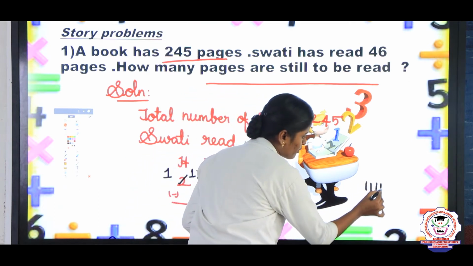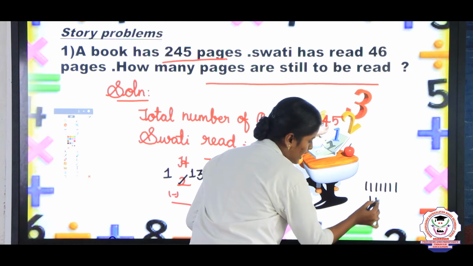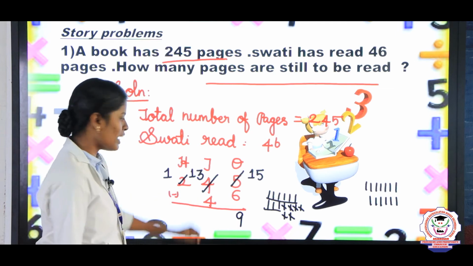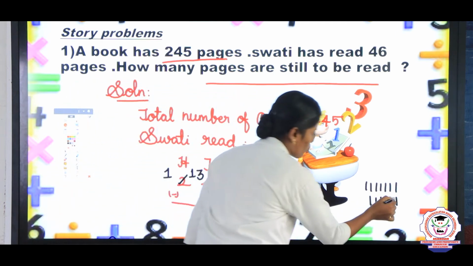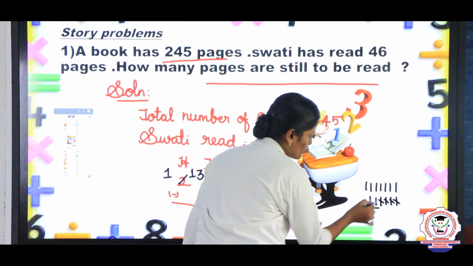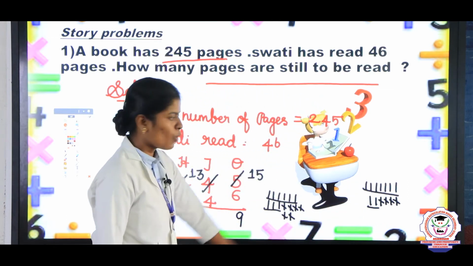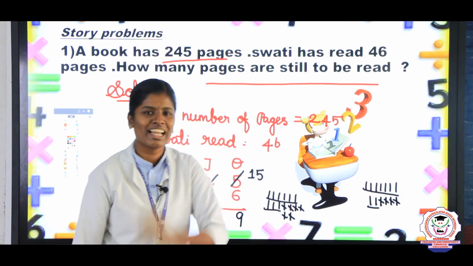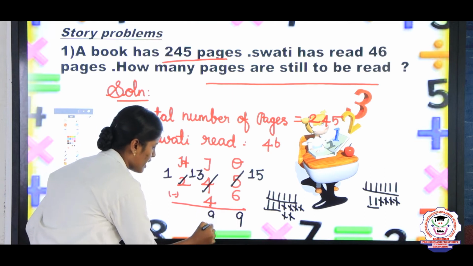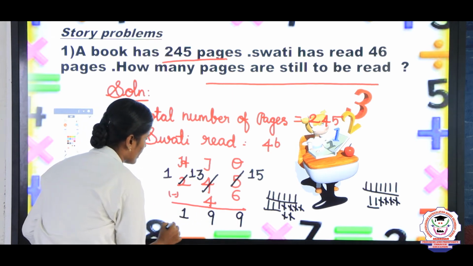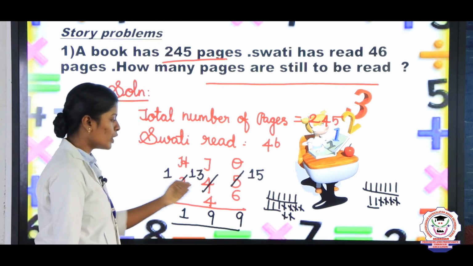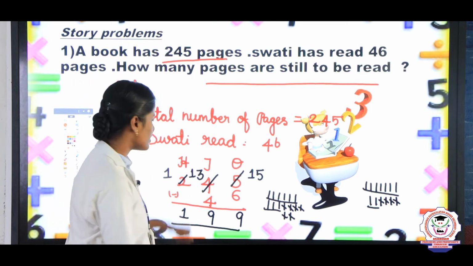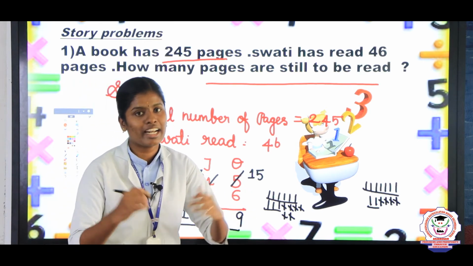1, 2, 3, 4, 5, 6, 7, 8, 9, 10, 11, 12, 13 lines, and strike out how many lines? See here, we have 4. So strike out 4 lines. 1, 2, 3, 4. Now count the remaining lines. 1, 2, 3, 4, 5, 6, 7, 8, 9. So totally we have 9 lines. So write the answer 9 and then we have 1 there. So write here 1. So what is the answer? 245 minus 46, the answer will be 199.